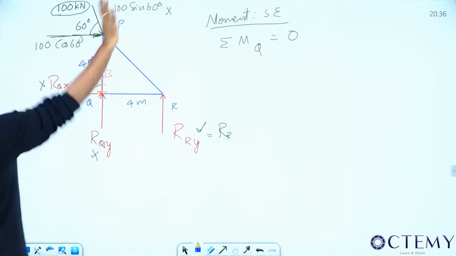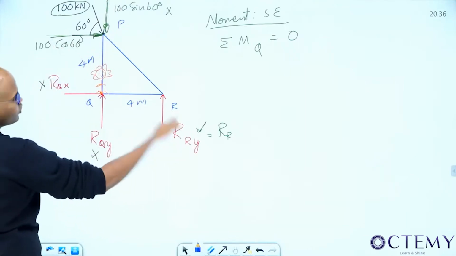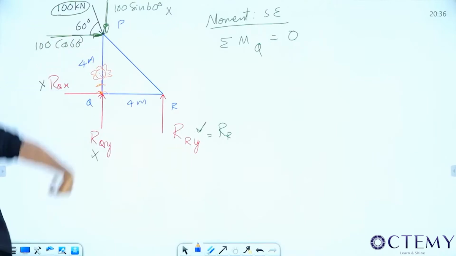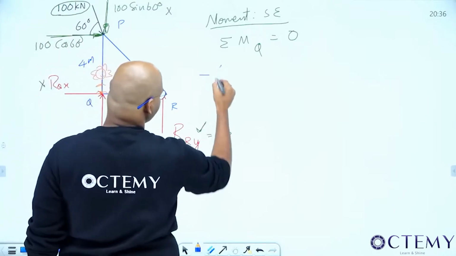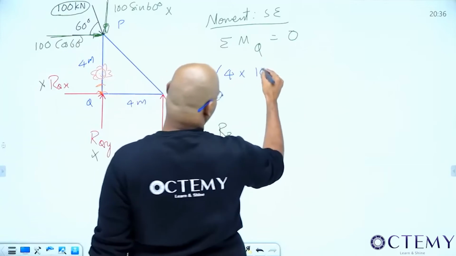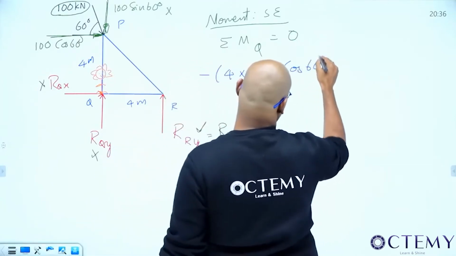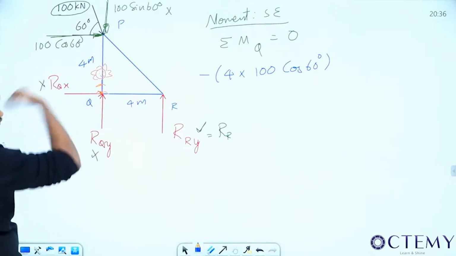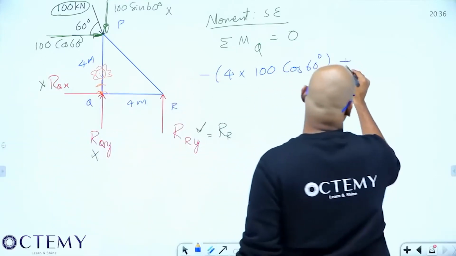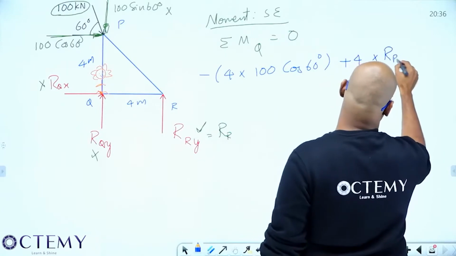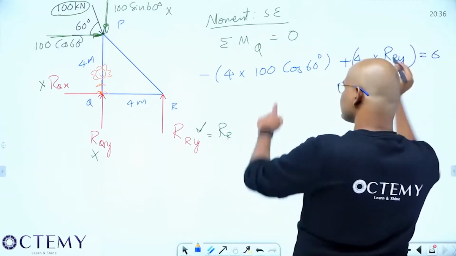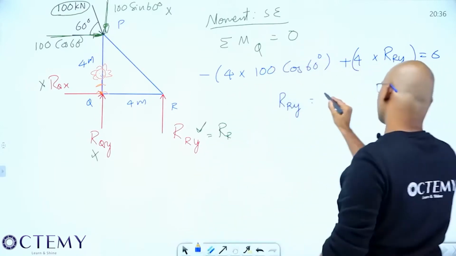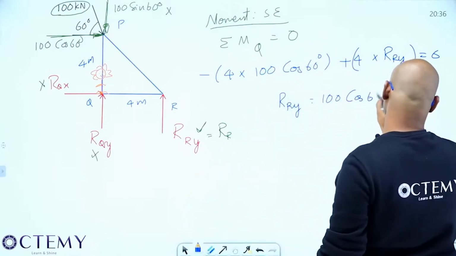Now please see. First, 1, 2, 3 are all gone. I have only these 2 forces. 100 cos 60: clockwise or anti-clockwise? From here, clockwise. So minus 4 into 100 cos 60. Plus, this is anti-clockwise, so plus 4 into RRY. So 4 is common, remove that. RRY is equal to, sending it this side, 100 cos 60. Cos 60 is 1 by 2. So it will become how much?